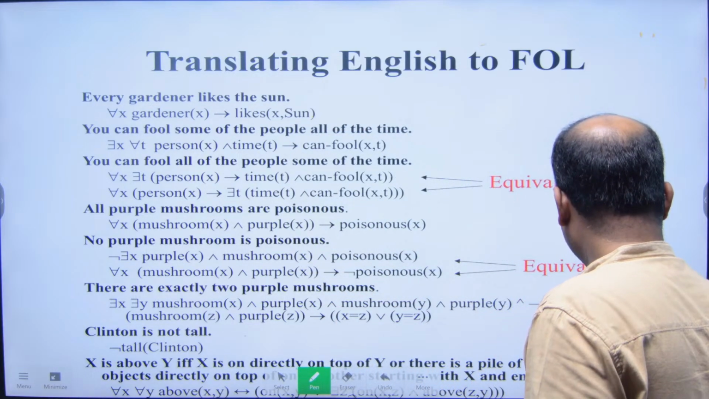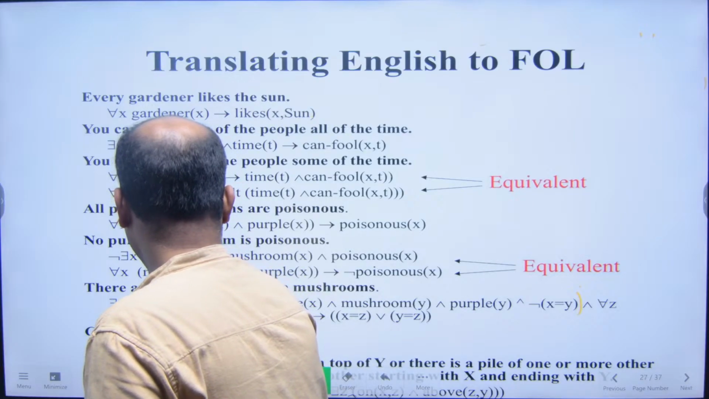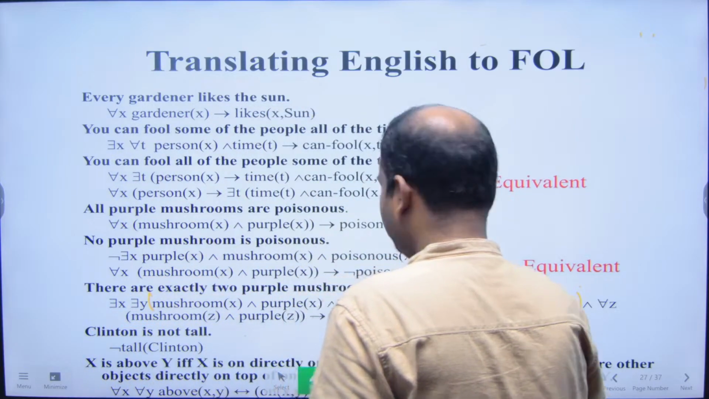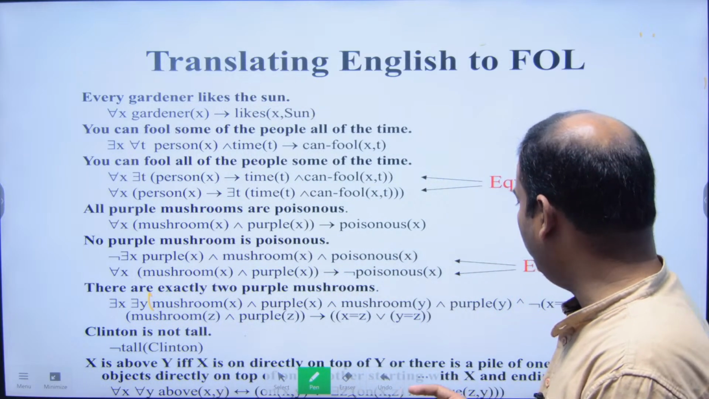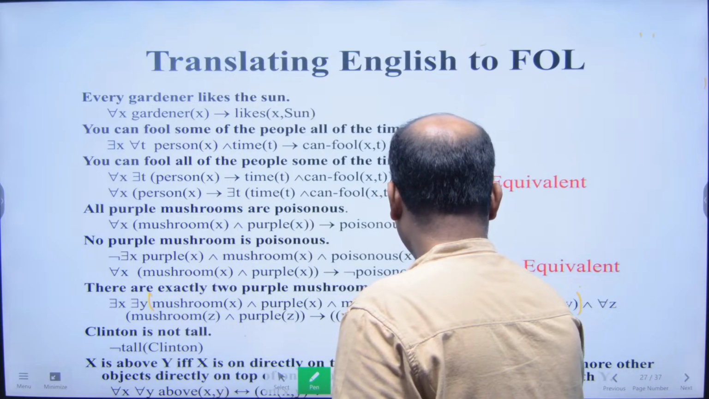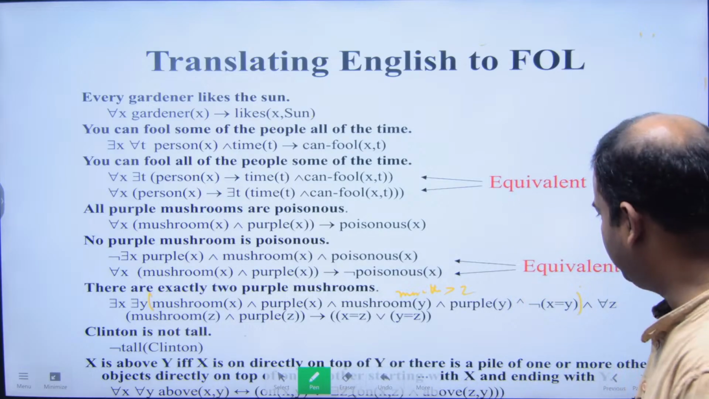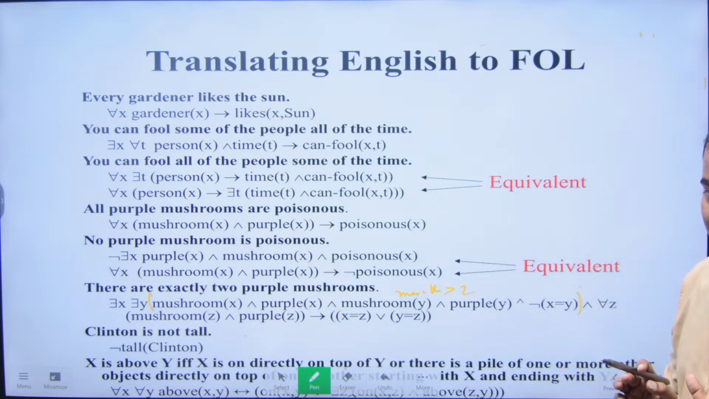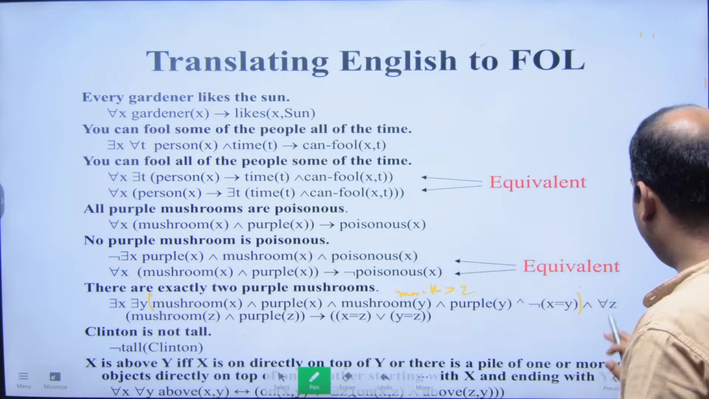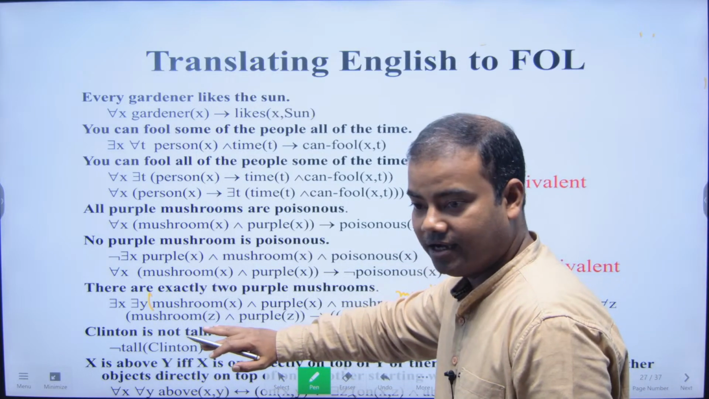Till this point it is clear: what is the meaning of this, that more than 2 purple mushrooms exist. More than 2 purple mushrooms exist. This thing is clear. Now what we are saying, for all Z, okay, this condition is there.